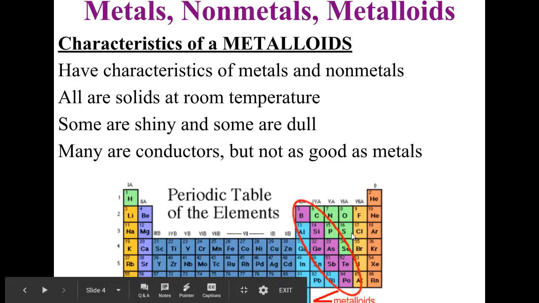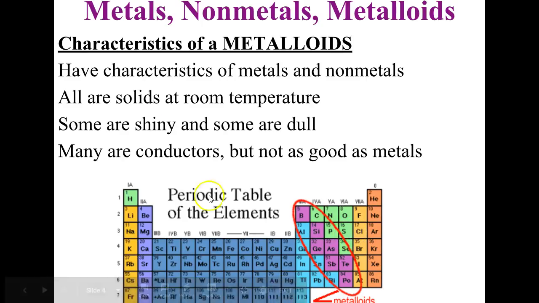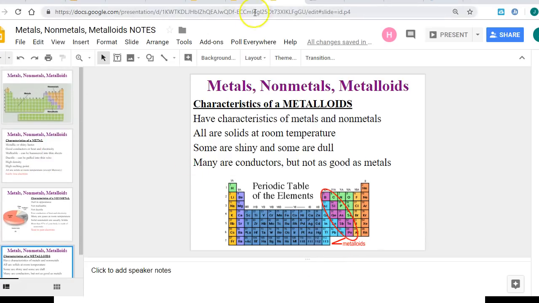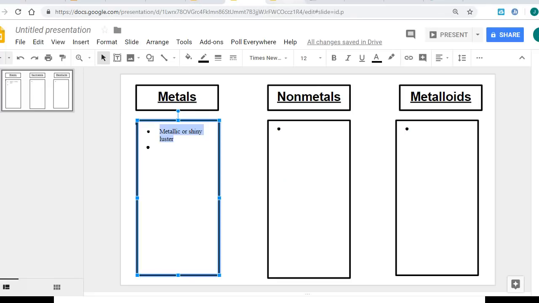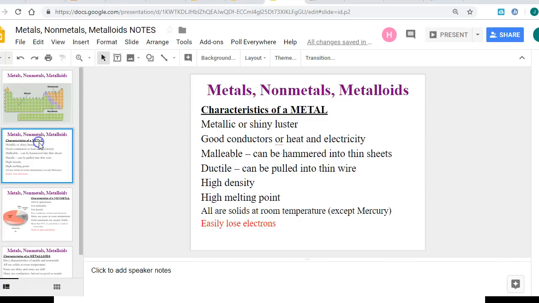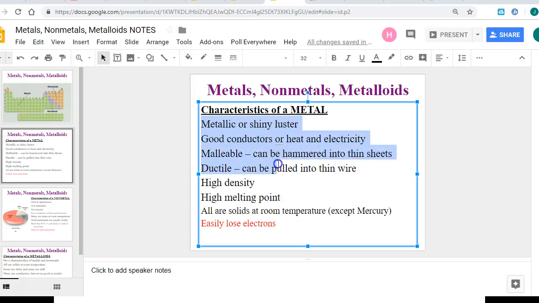And that is the end of the notes for metals, nonmetals, and metalloids. You are going to take this document here and you are going to write down the characteristics of each one. So let's do metals and nonmetals first. I want you to write all of these down. Write small and write neat, because you're going to need to know about these things.